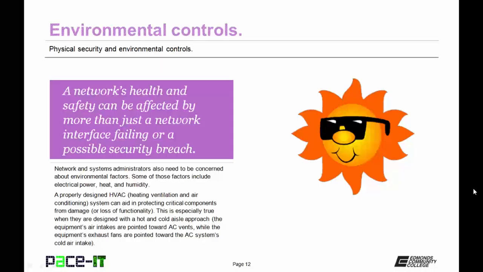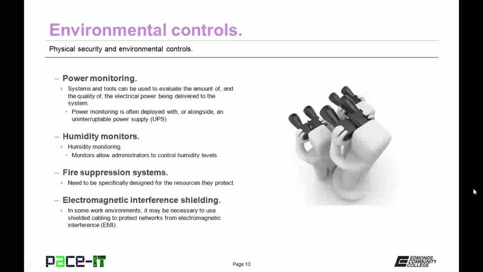With this approach, the equipment's air intakes are pointed towards AC vents, while the equipment's exhaust fans are pointed toward the AC system's cold air intake, thus giving you a hot aisle for the exhaust and a cold aisle for the intake. One of the environmental controls that should be in place are power monitors. These are systems and tools that can be used to evaluate the amount and the quality of the electrical power being delivered to your IT systems. Power monitoring is often deployed with or alongside an uninterruptible power supply, or UPS.